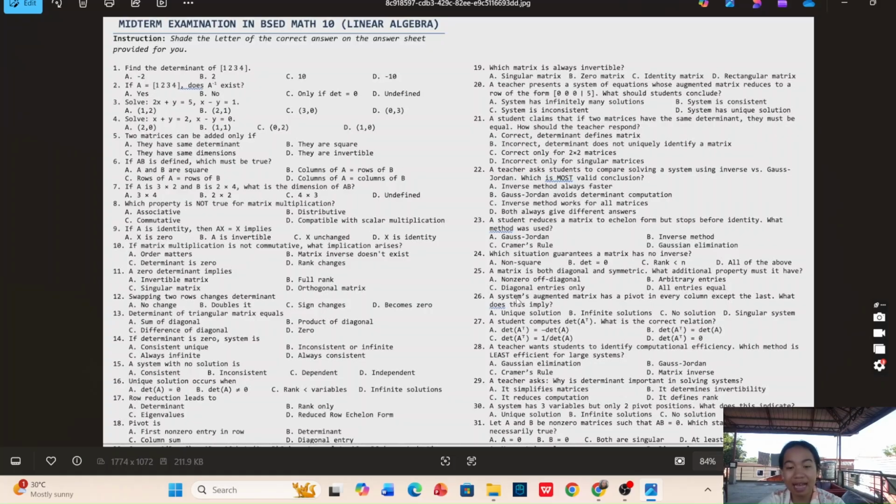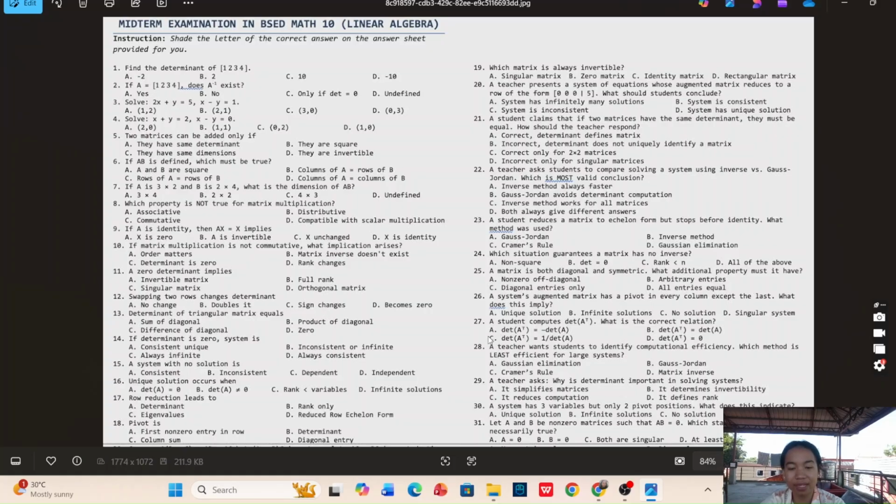Number 26. A system's augmented matrix has a pivot in every column except the last. What does this imply? The correct answer for number 26 is A. It's because having pivots in all variable columns leads to a unique solution.